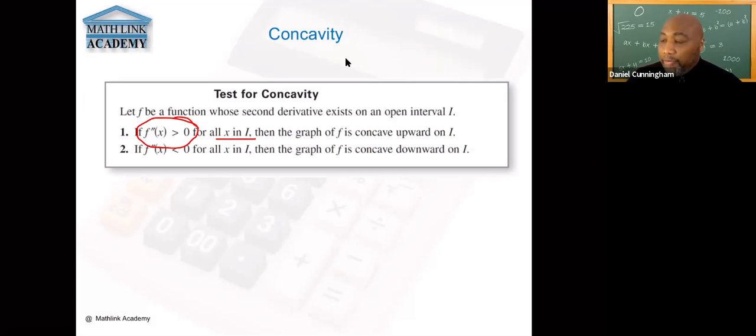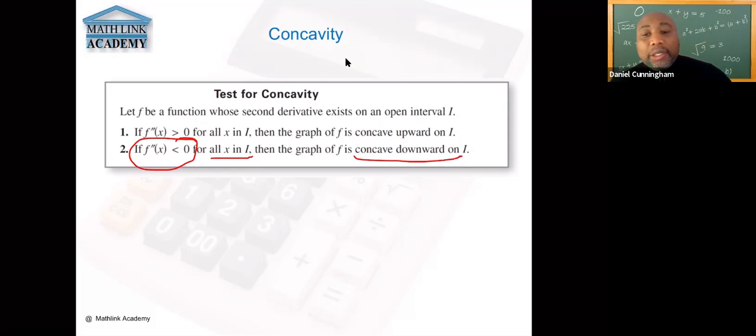Similarly, we're going to find the second derivative. Again, this is the second derivative, and I'll clear this so you can see the double prime. When the second derivative is less than 0 for all values of x in I, then we say the original function is concave downwards.